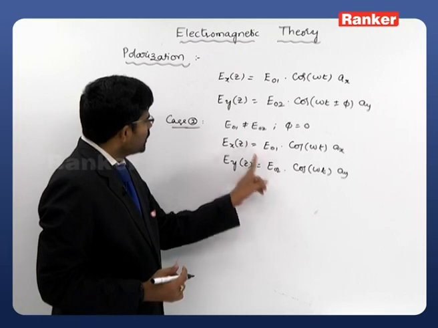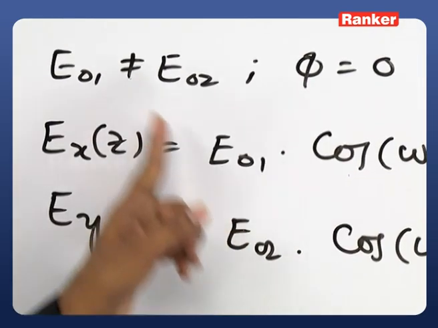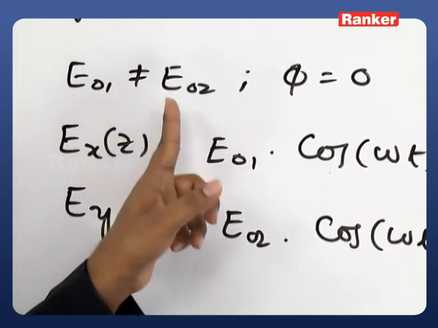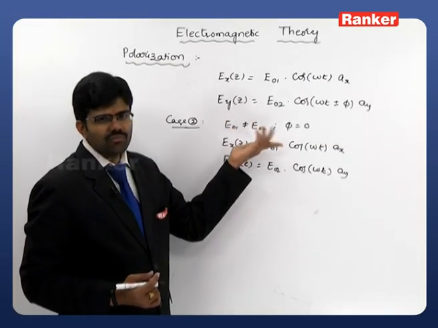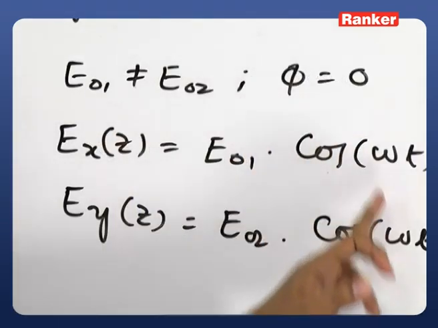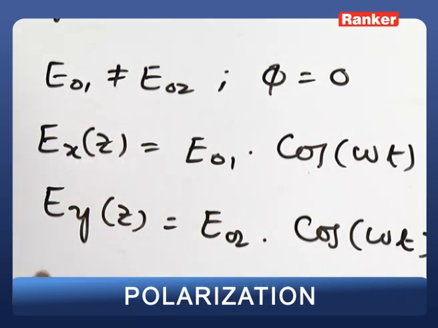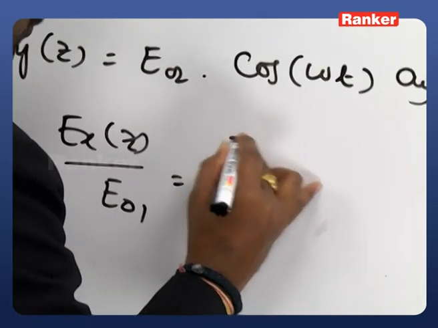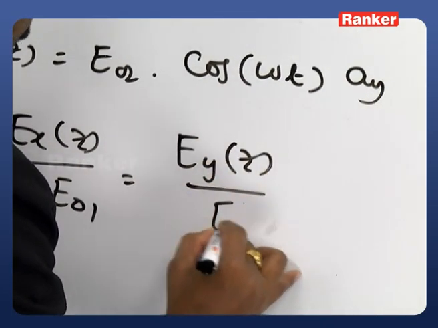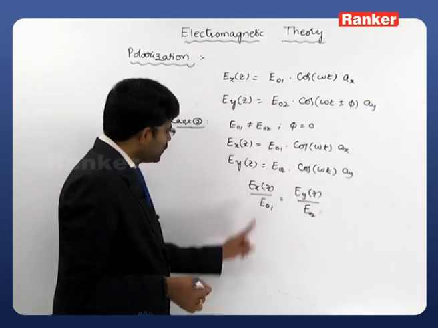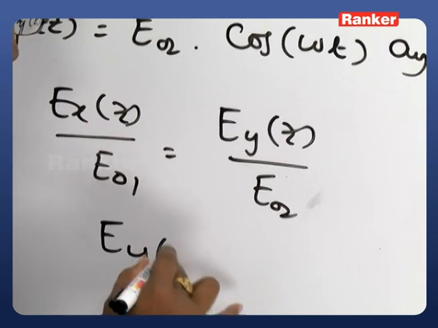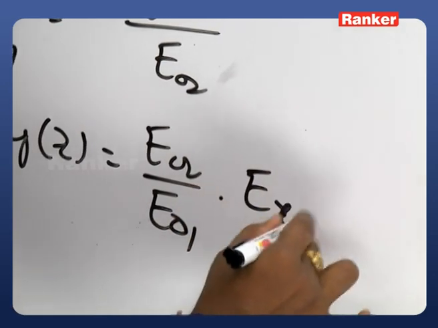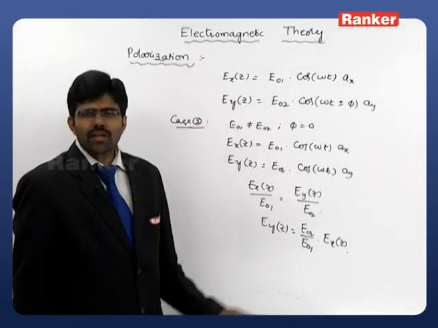Now clearly, since E01 and E02 are not the same, I am writing E01 and E02 in the original expressions as they are, but we may have some relation, that E01 is equal to some k times E02, right? Now try to get the relation between these two: Ex of z divided by E01 is equal to Ey of z divided by E02. Therefore, Ey of z is equal to E02 divided by E01 multiplied with Ex of z. Once again, clearly observe the equation we got.